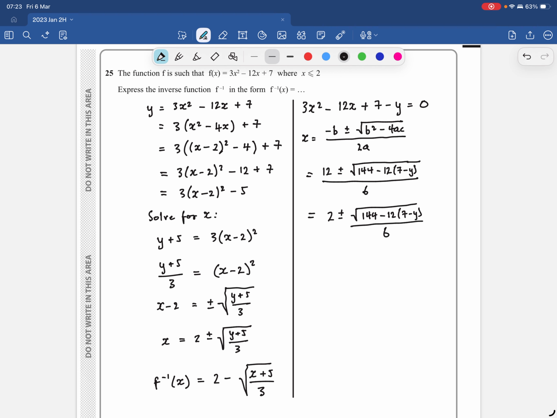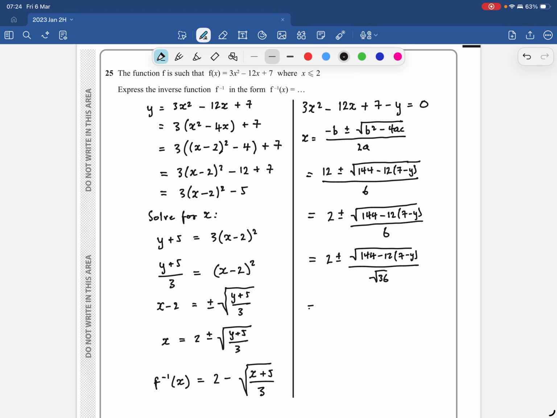If I express that 6 as the square root of 36, then I'm going to have a square root on the top here and a square root on the bottom, which means I can just take the square root of the whole lot. Okay, I'll write this next step, even though it's not necessary to write it, I don't think, just to make it quite clear what's going on. 2 plus or minus the square root of 144 minus 12 times 7 minus y over the square root of 36.